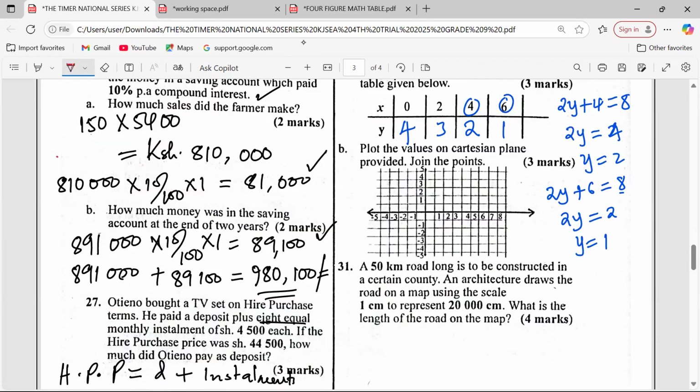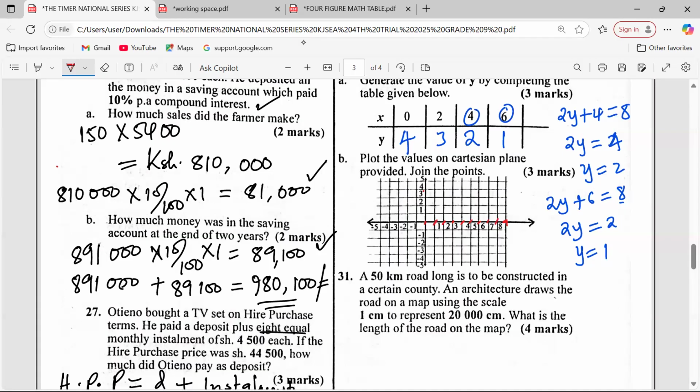Let's plot. And we are going to use the graph provided. So you should know, for uniformity in the scale, point 1 is on the first dot, then 2, 3, 4, 5, 6, 7, 8, 9. That way. So coordinate (0, 4) is here. Coordinate (2, 3). So 1, 2, 3 shall be here. Coordinate (4, 2). So 4 is here. Then coordinate (6, 1).